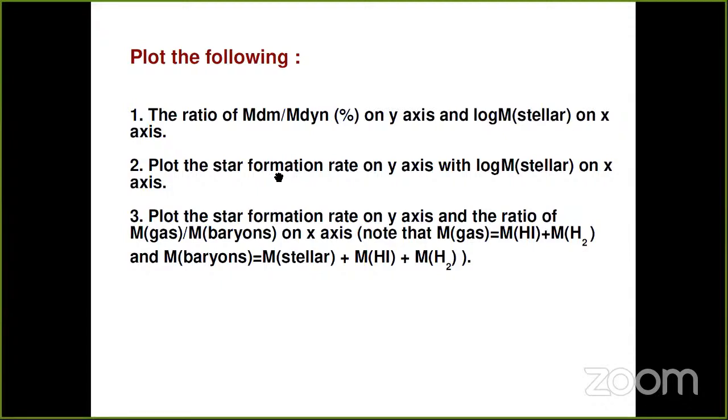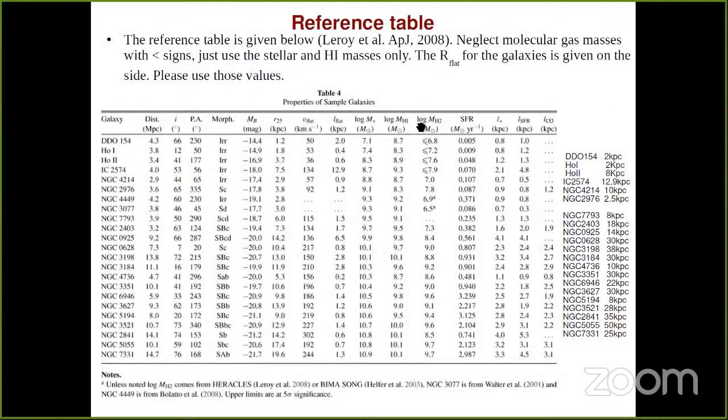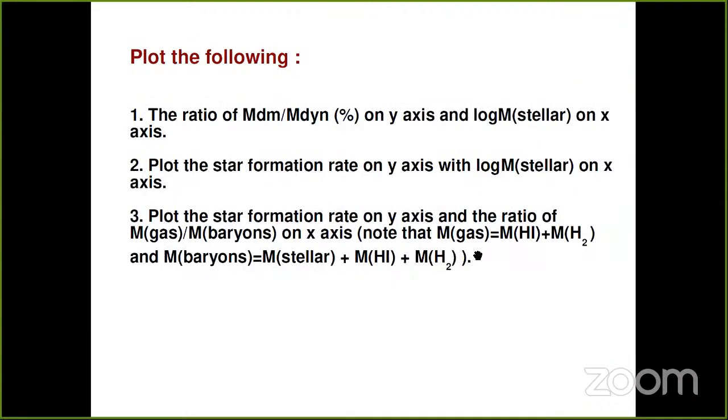The second is the star formation rate plotted along with the log stellar mass. The star formation rate is given in this column over here, solar mass per year. Just take that value. Now, the third plot, which is very useful, is the ratio of gas to baryons. So it's basically the ratio of MH1 plus MH2 divided by the total mass. That means the gas mass and the stellar mass.